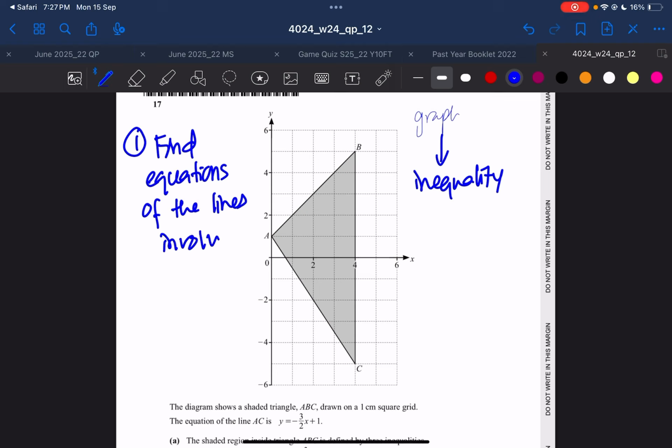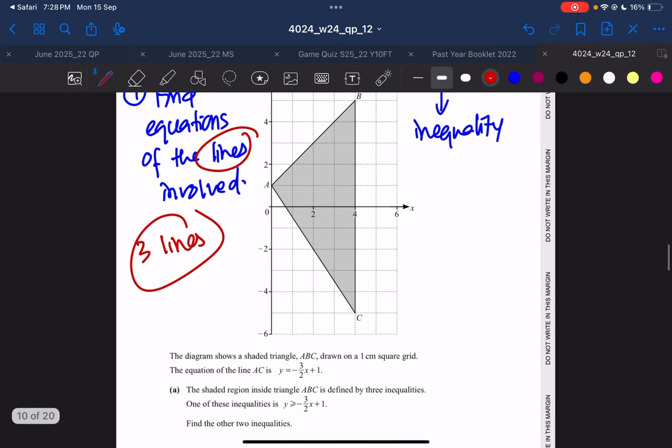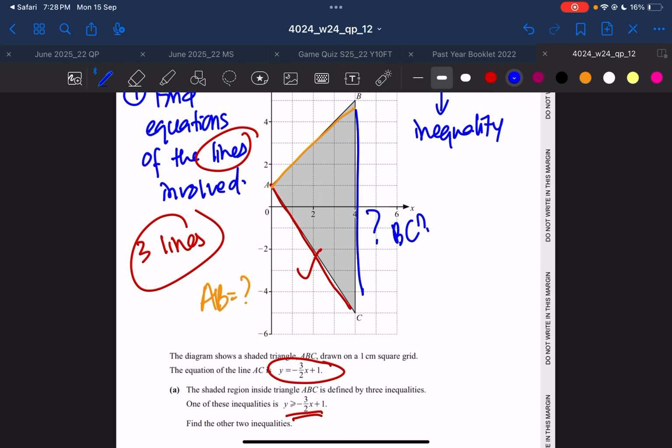Okay, so basically the lines here are the pagar (fence). As we can see, it's forming a triangle, so the lines involved are three lines. Now if you read the question, it says that the equation of the line AC is y equal to, so it's already given, and it even gives the inequality itself. So AC is already done, and we don't have to find that one. So we are going to find the other one, which is AB, what is the line for AB, and then another one will be BC. Okay, so what is BC?